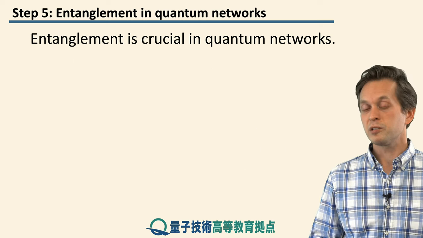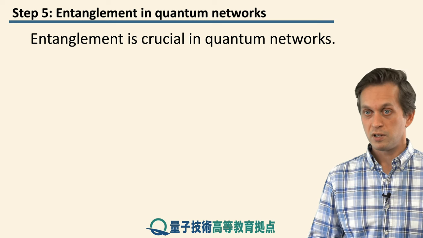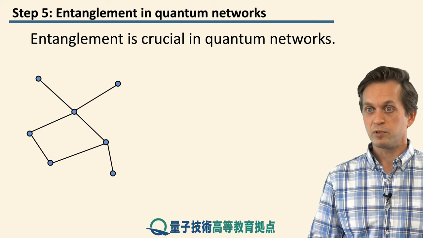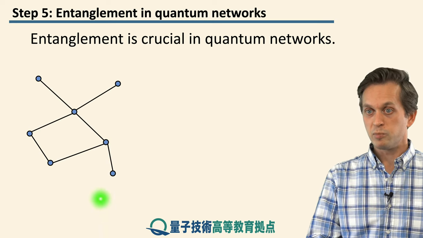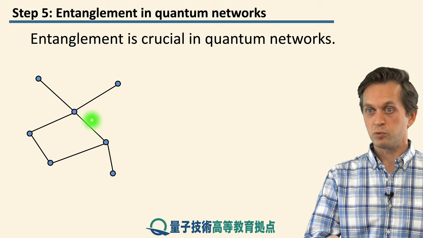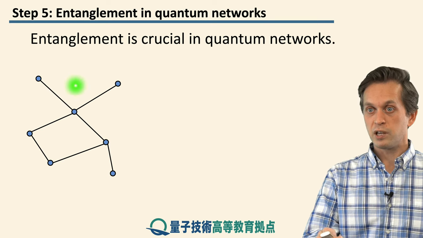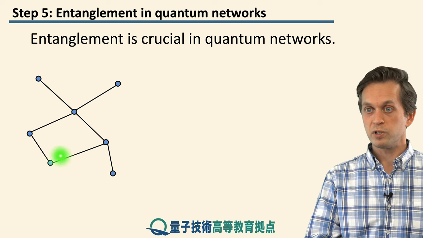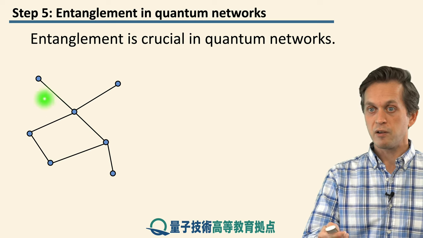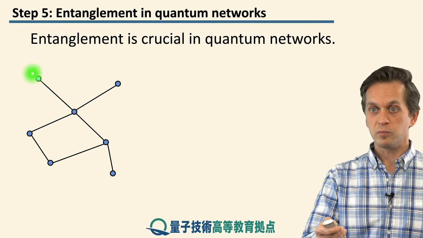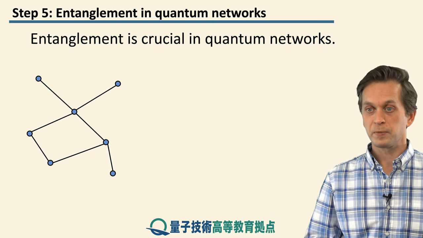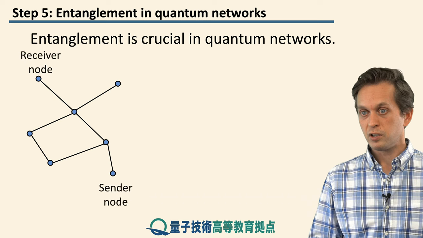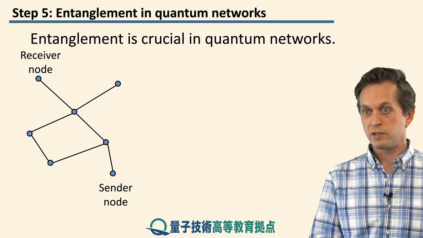Similarly, entanglement is crucial in quantum networks. Let's have a very small and simple quantum network. These blue dots represent our network nodes. So they can represent qubits or ensembles of qubits, and these black lines represent entanglement shared between the nodes. And let's say that we have one sender node and one receiver node.